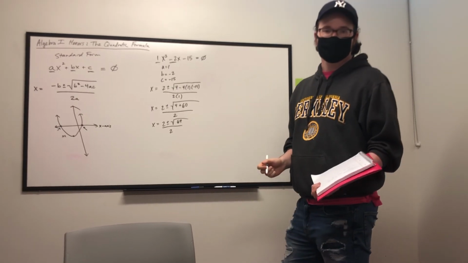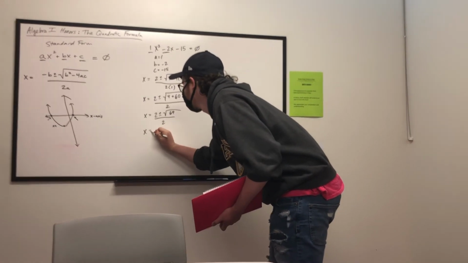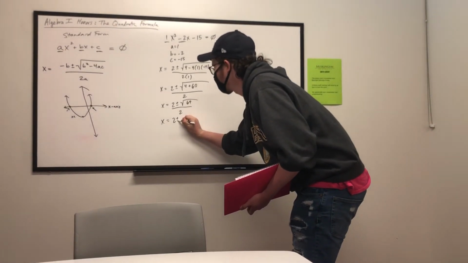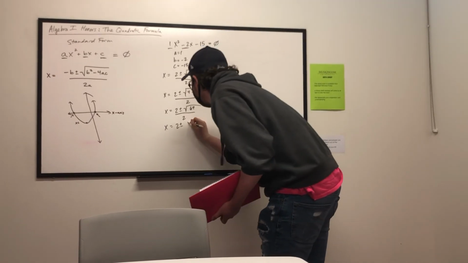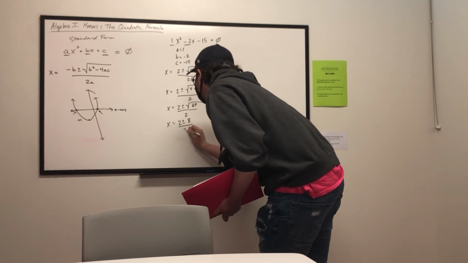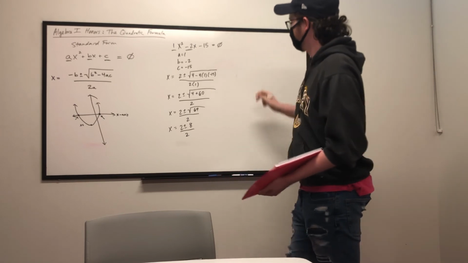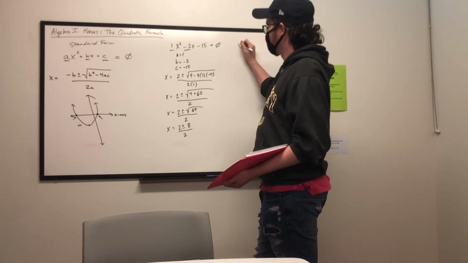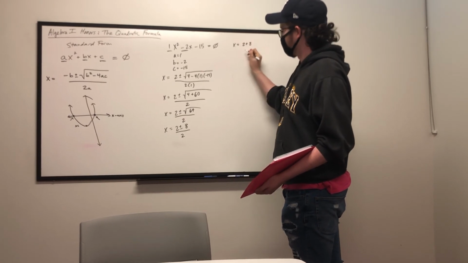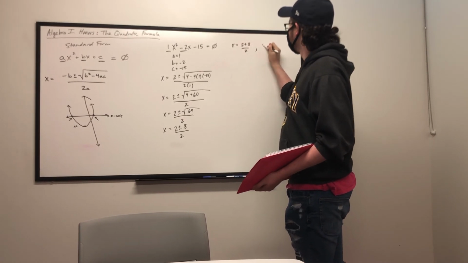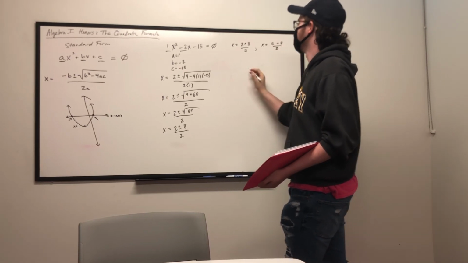Now, does the square root of 64 look familiar? Here, we can simply reduce that to 8, because 8 times 8 is 64. Now, I know this plus and minus symbol is a little weird, but really all that means is that we're going to have two answers. So we can treat this as 2 plus 8 over 2, and 2 minus 8 over 2.